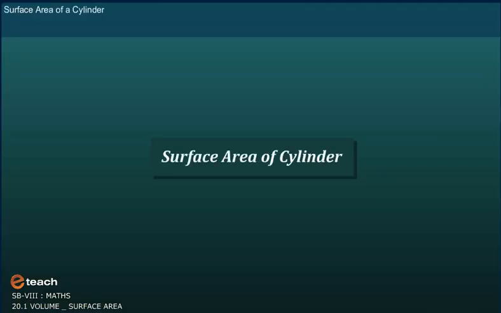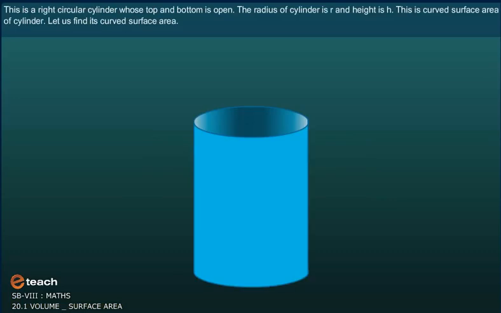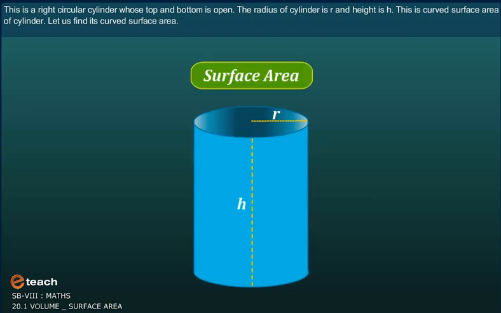Surface area of a cylinder. This is a right circular cylinder whose top and bottom are open. The radius of the cylinder is r and height is h. This is the curved surface area of a cylinder. Let us find its curved surface area.